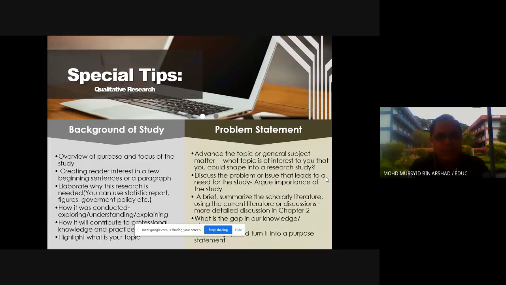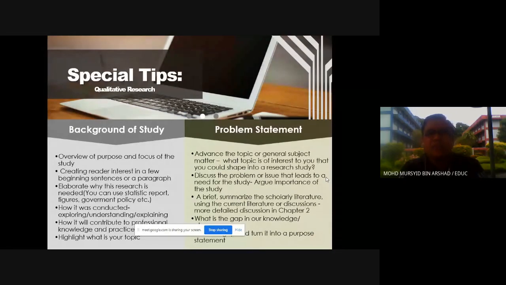In this part, you can see in my third point, you can elaborate why this research is needed. You can provide statistical reports, maybe from the labor and employment statistics of the country you want to study. Or you can start with worldwide statistics and then slowly move to the country you want to study. You can use figures, or government policies, for example.